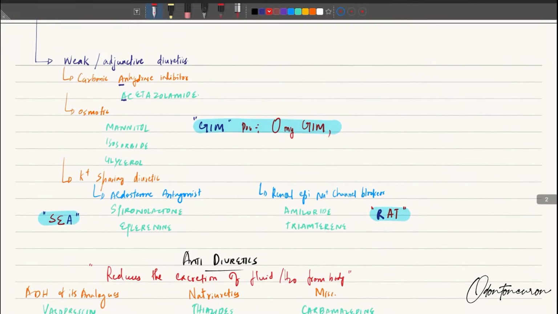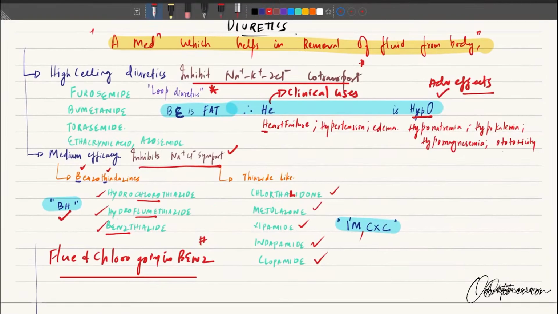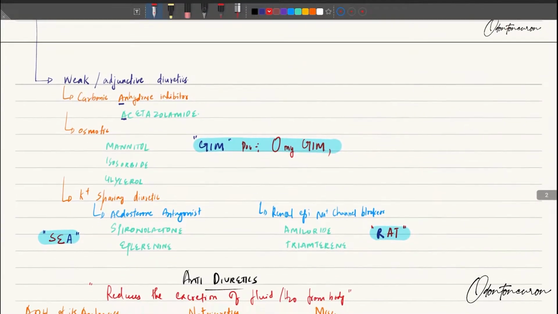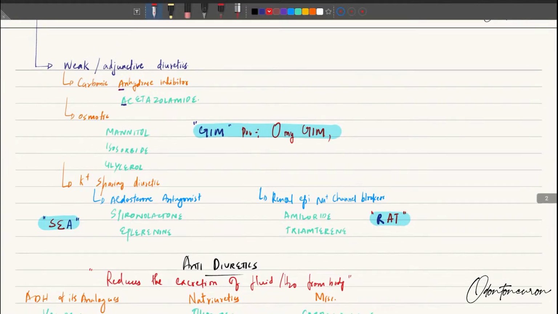Okay, next is weak or adjunctive diuretics. We saw high efficacy, then medium efficacy, and now we are going to see weak diuretics. The first thing to remember in weak diuretics is the carbonic anhydrase inhibitor. It is very important, because you can see many questions about where it acts and what it is. It is acetazolamide.